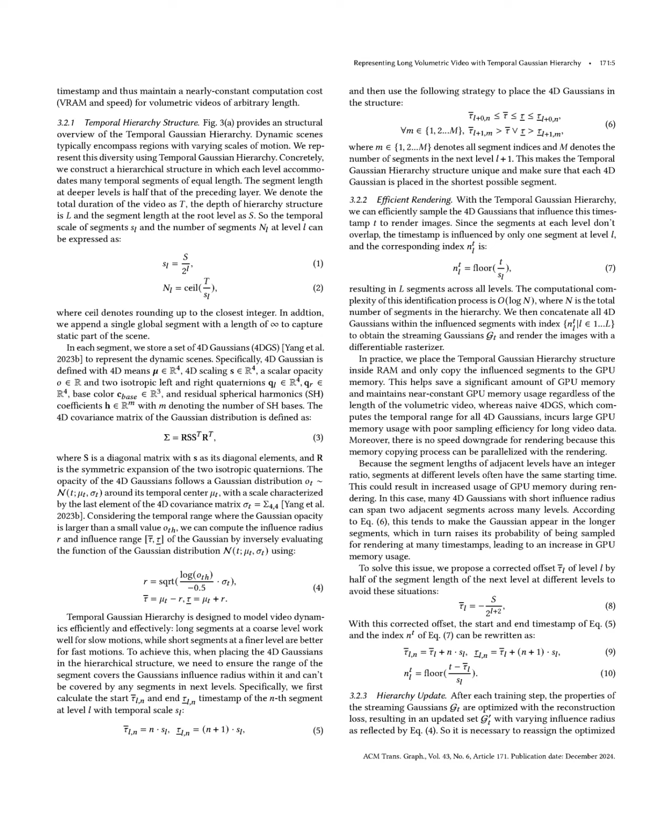Each segment contains a set of 4D Gaussians, which are defined by parameters such as means, scaling, opacity, and quaternions, allowing for a rich representation of the scene dynamics. The TGH structure ensures that the influence radius of the 4D Gaussians is appropriately covered by the segment length, preventing overlap with segments at finer levels.